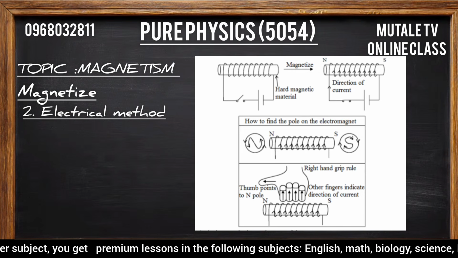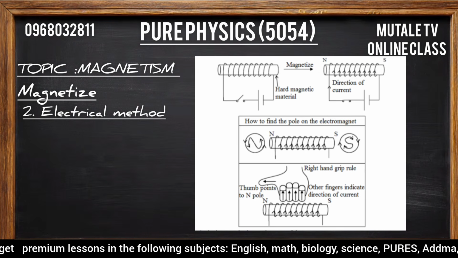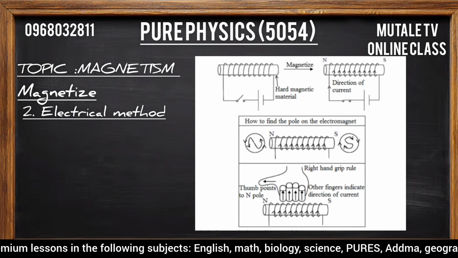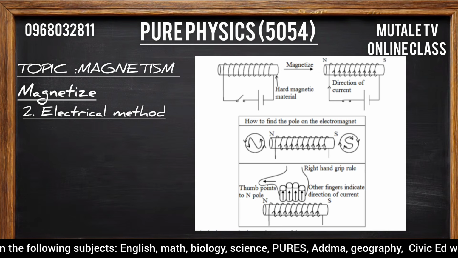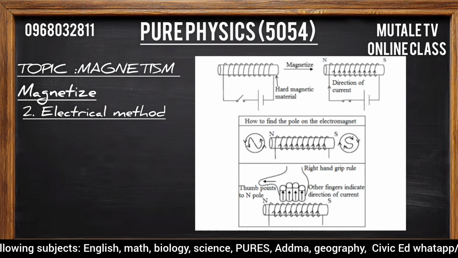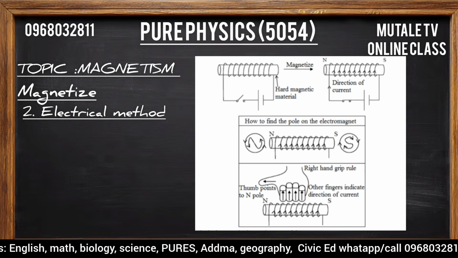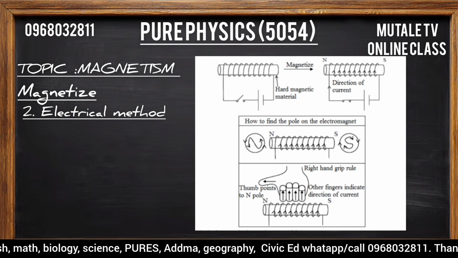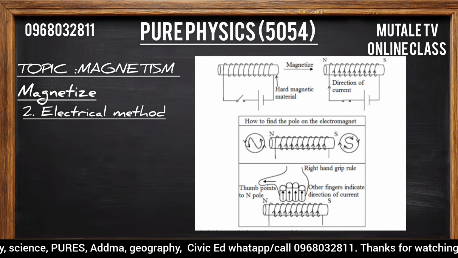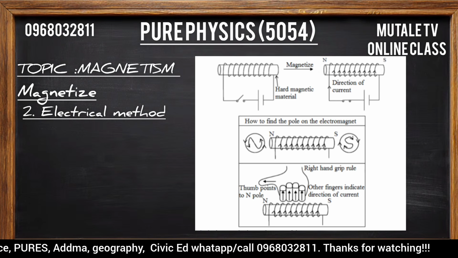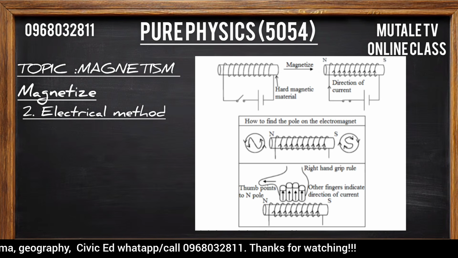Another thing we need to look at is how to find the pole on the electromagnet. We use the law called the right hand grip rule. On the diagram, you can see the right hand. You grab the solenoid, you can just imagine this. The fingers hold the solenoid, and the thumb points to the north pole. Once you identify the north pole, automatically you identify the south pole. So it's very important that you know the right hand grip rule.